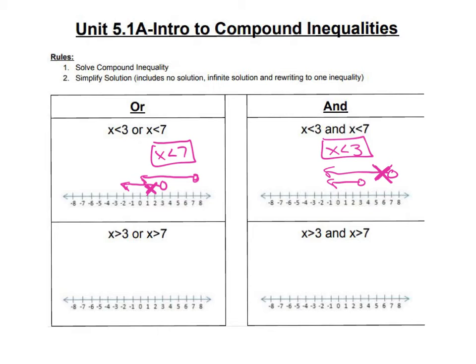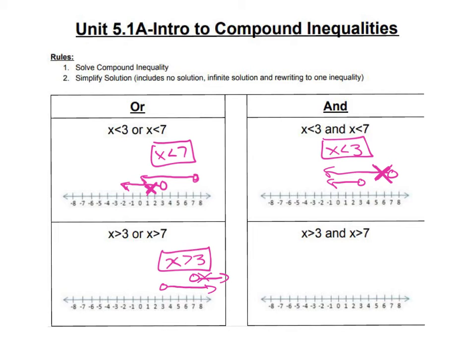Okay, look at the same ones. If we're going to say x is greater than 3, that's going to go this direction, or x is greater than 7. Now that we're using this or, it doesn't matter which one it is. It could be greater than 3 or greater than 7. So we don't really need to have them because they are all included in your solution that x is greater than 3.